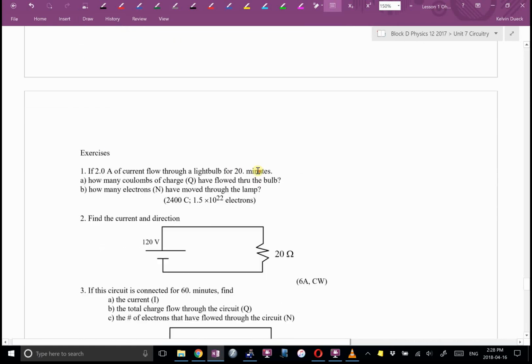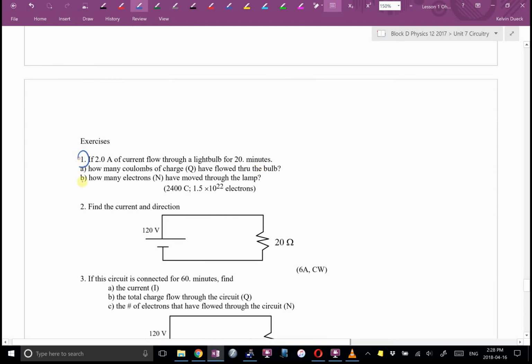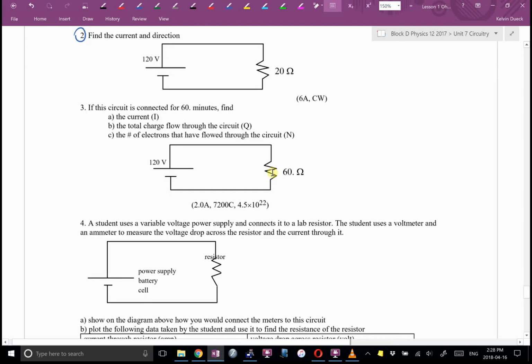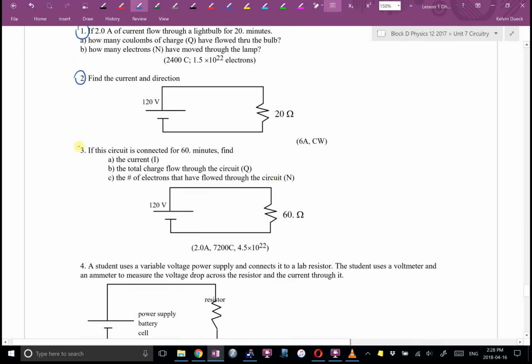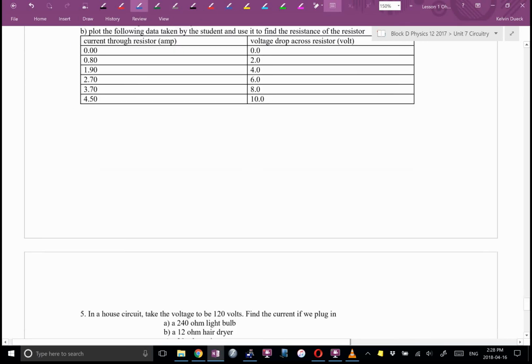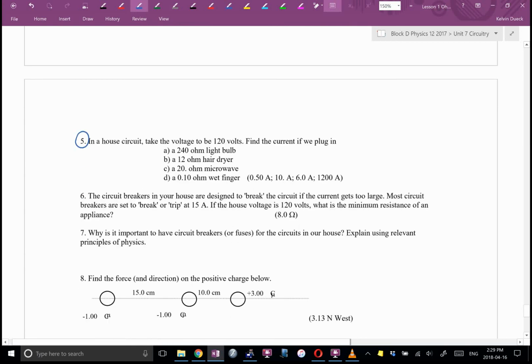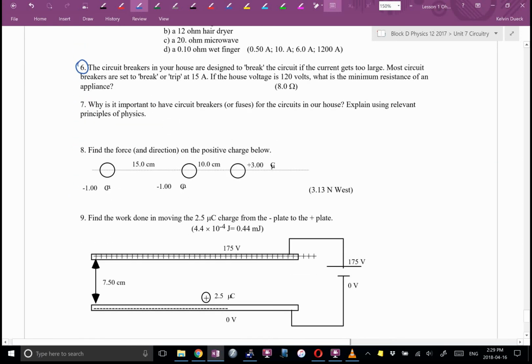What's your homework? 1, 2, 3. Skip 4. 5, 6, 9, good review.